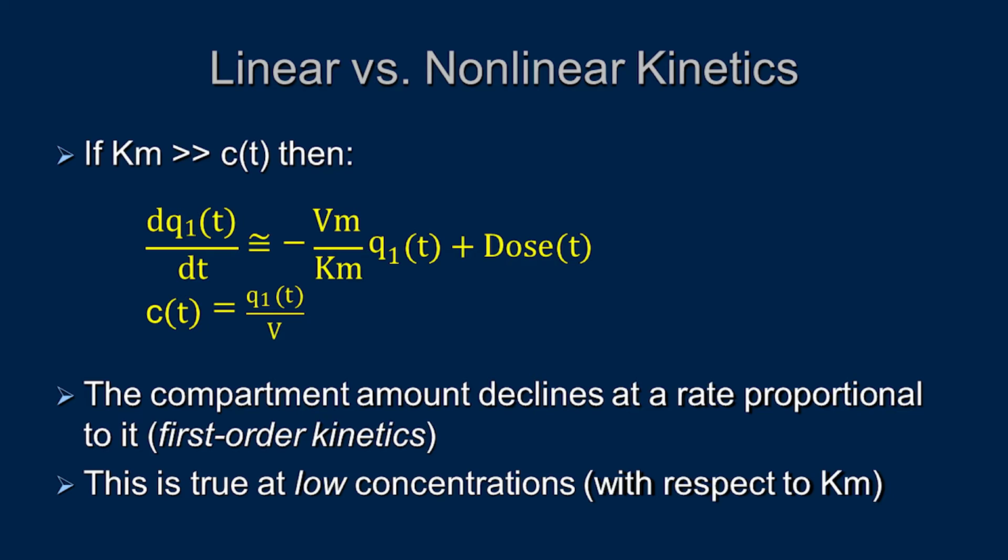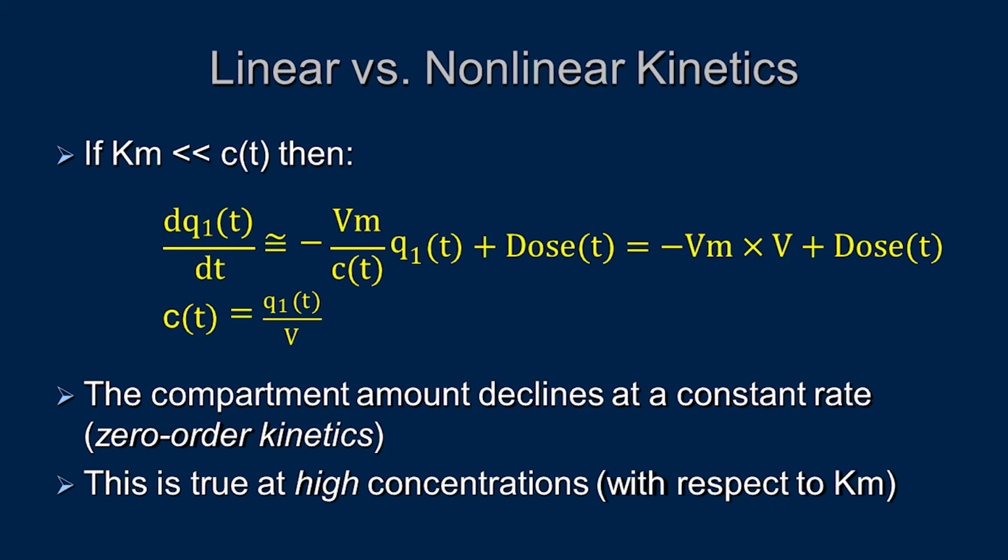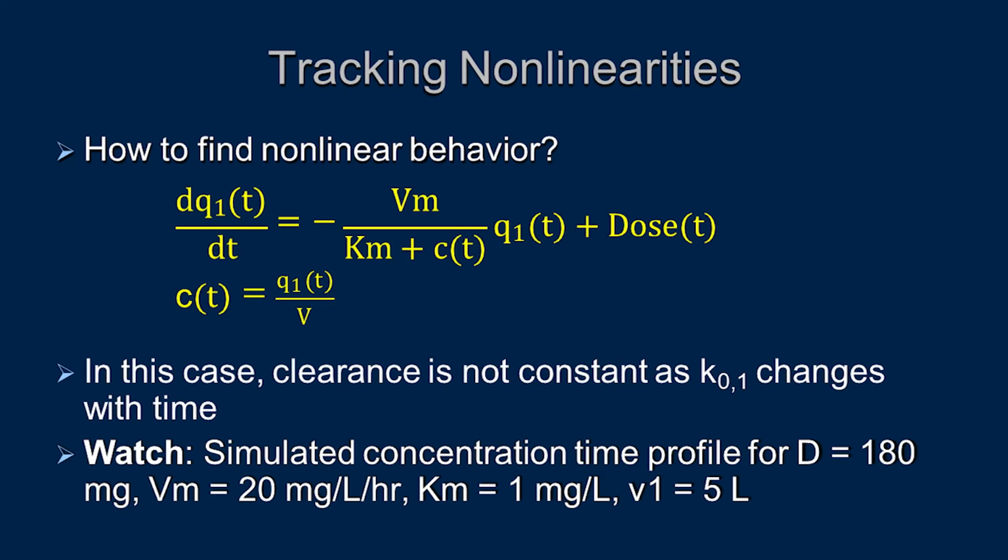These nonlinear models end up being essentially the combination of several different behaviors all in one model. For example, when concentration is much lower than the Km Michaelis-Menten parameter, then the compartmental amount will decline at a rate proportional to it, which is first order kinetics at low concentration. And then when concentration is much larger than Km, you will have something called zero order kinetics, right? But this is the same model. It just behaves differently depending on where you are in the concentration time curve.